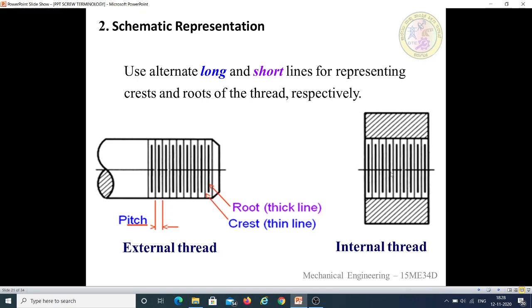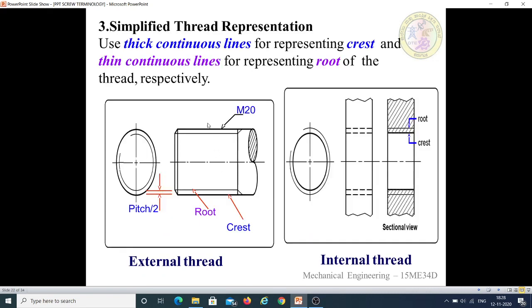The same thing is happening in the internal thread also. This is the internal thread representation, this is the external thread representation. The next one is a simplified thread representation. This is the simplified thread representation of external thread, this is the internal thread.